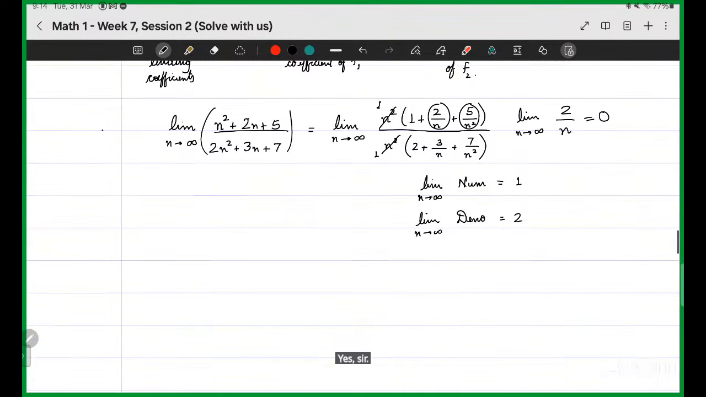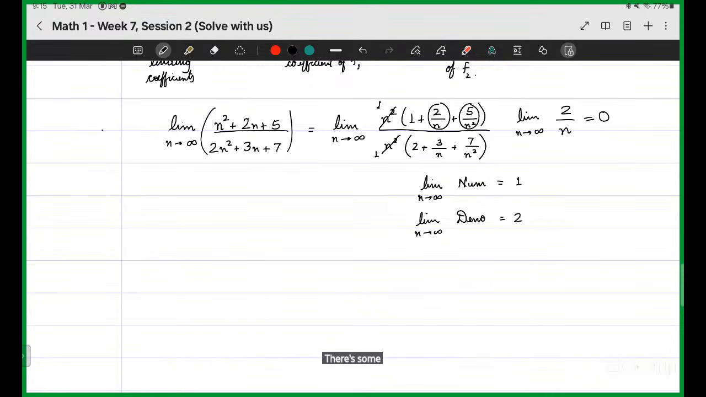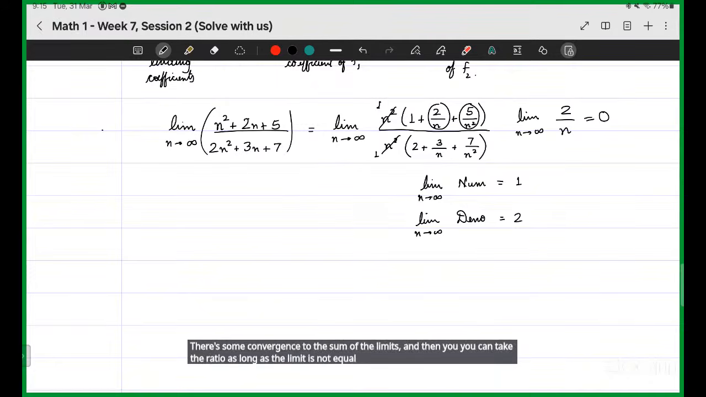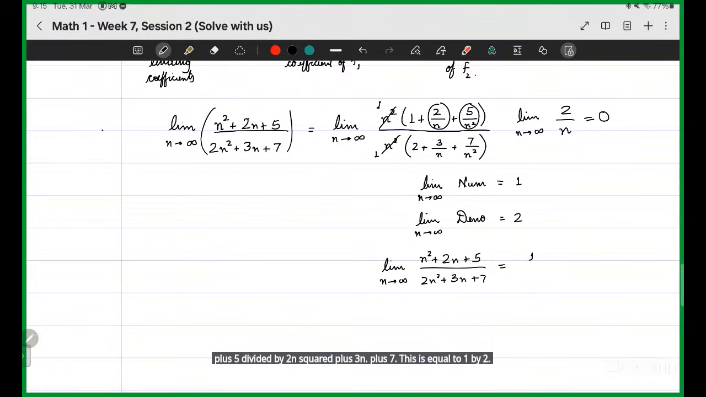Yes, sir. So you're just using the properties of limits of sequences multiple times. If you have two sequences which converge, their sum converges to the sum of the limits, and then you can take the ratio as long as the limit is not equal to 0, and so on. You're combining these to get that the limit as n tends to infinity of n square plus 2n plus 5 divided by 2n square plus 3n plus 7 is equal to 1 by 2. So 1 comes from the numerator and 2 comes from the denominator.